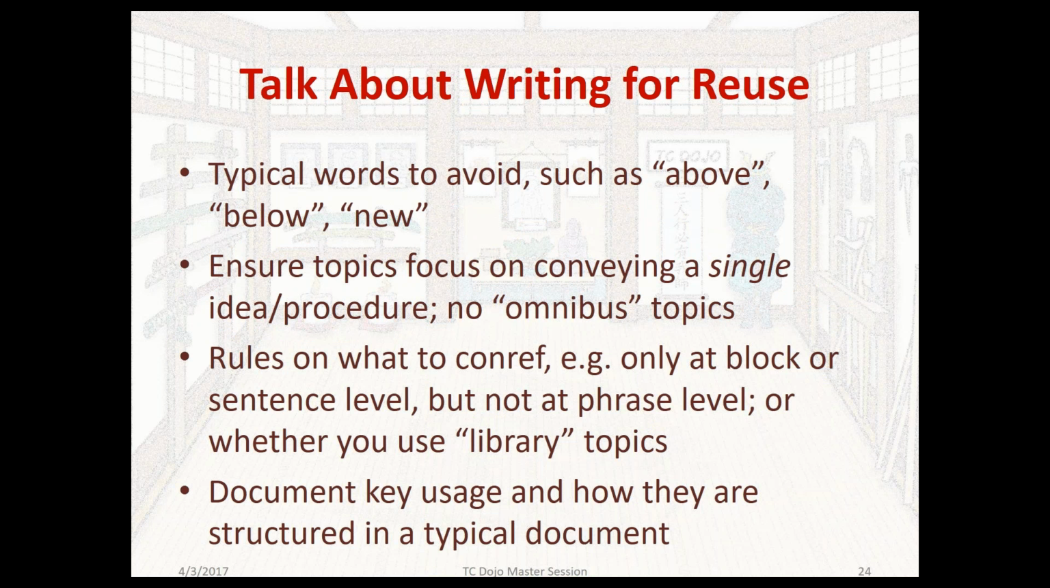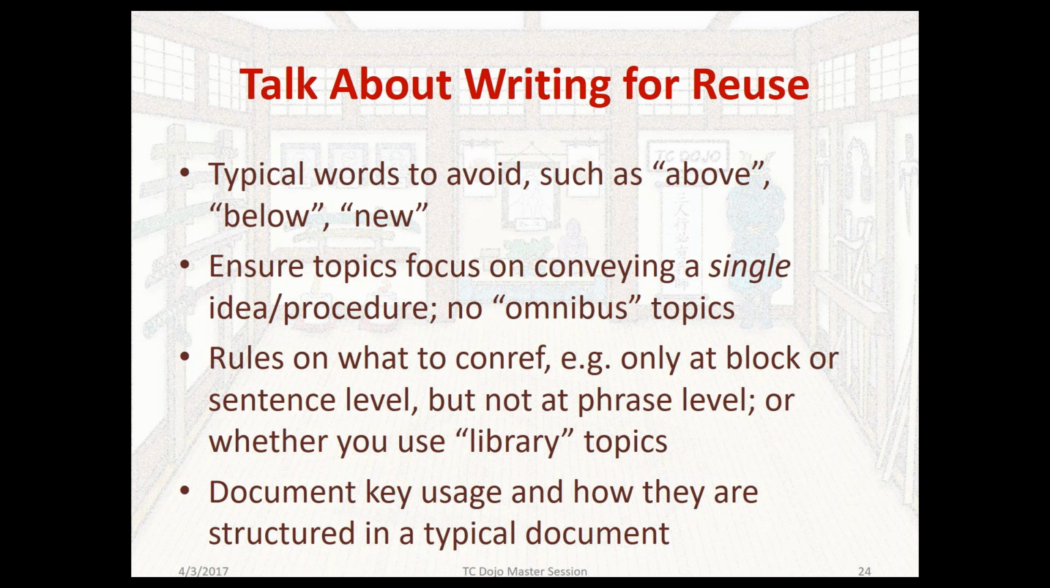You also want to talk about writing for reuse. So words to avoid, such as "the image above," or "the paragraph below," or "the new thing." It may not be new forever. These are things you might want to avoid, keeping reuse in mind. Also ensure topics convey a single idea or procedure. You don't want to have what's known as an omnibus topic that talks about absolutely everything. Try to make sure that writers focus on individual ideas and convey those in individual topics, as they ought to be.